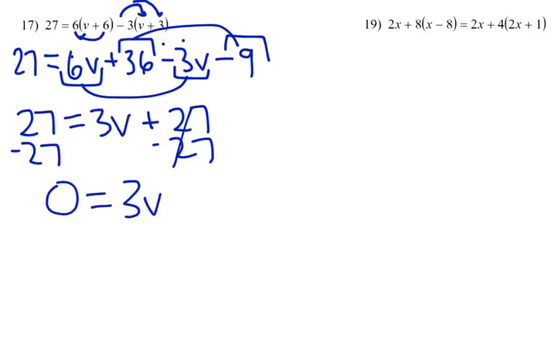You may think that, oh crap, I did something wrong. No, you can have that. Because if we divide by 3, 0 divided by 3 is still 0. And that's our answer. It's the only way to get this to work.